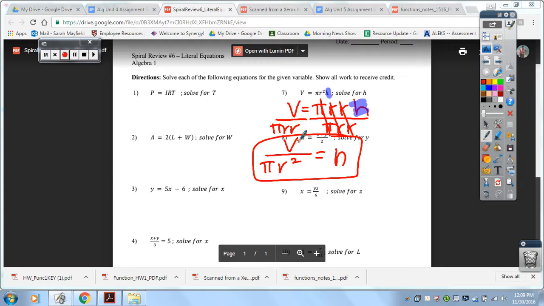So at this time, you're going to get your spiral review mini quiz passed back. And then spiral review 7, you can work on when you finish the mini quiz. Remember, this mini quiz is a summative grade. It's 25 points in the grade book. When you finish, turn it in, and good luck.